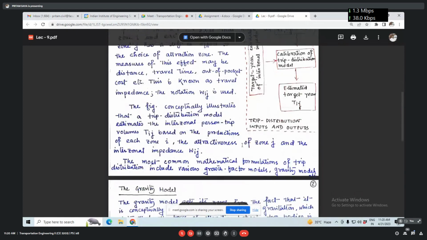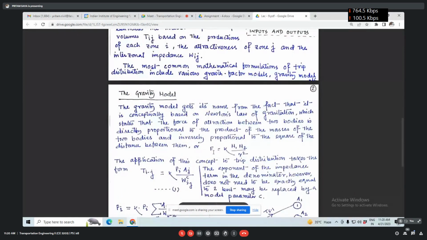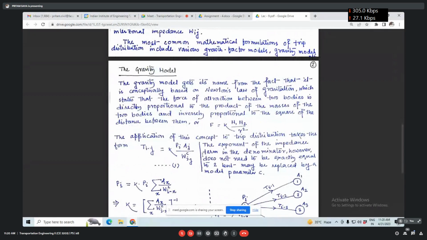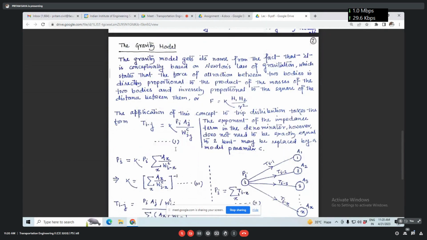Okay. So now let us move on to the modeling technique. The modeling technique which we are going to learn here is the gravity model. We call it the gravity model because this modeling technique is based on the concept of Newton's law of gravitation. And we all understand what Newton's law of gravitation says. It says that the force between two masses will be equal to what? The product of the masses, and inversely proportional to the square of their distance.